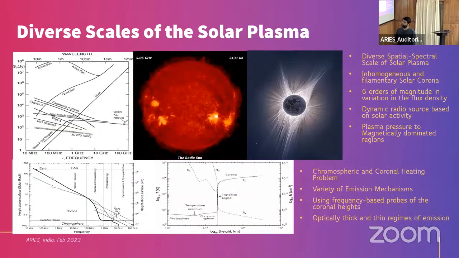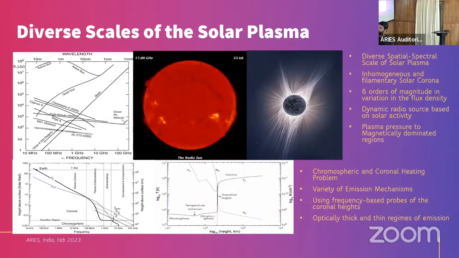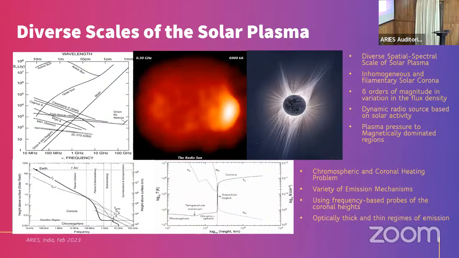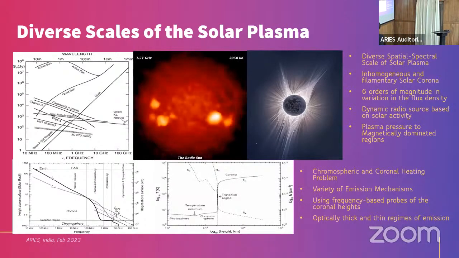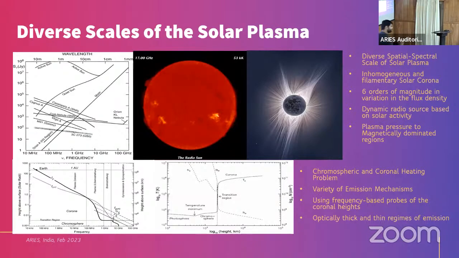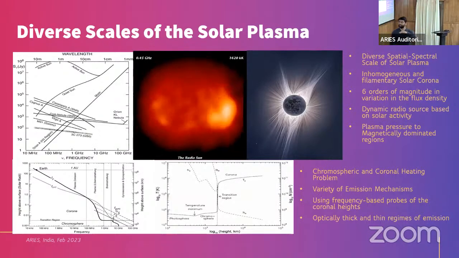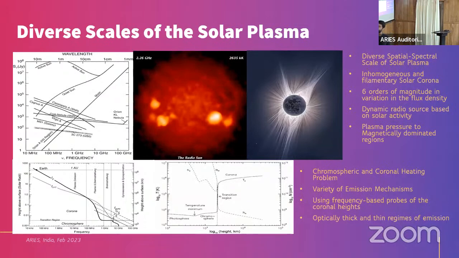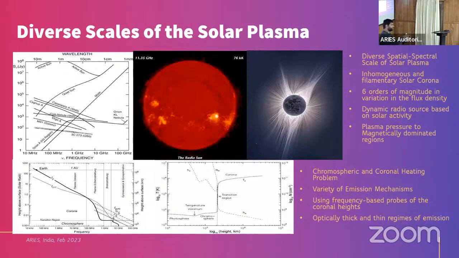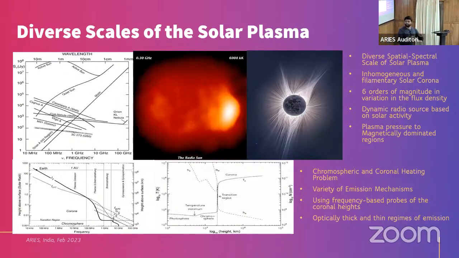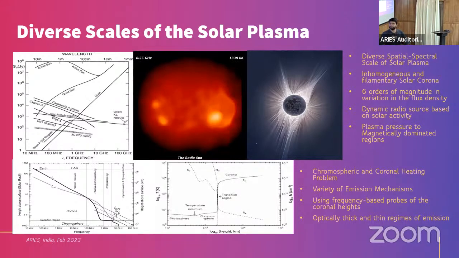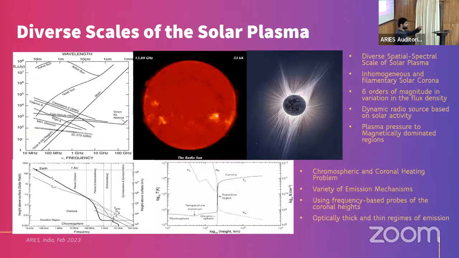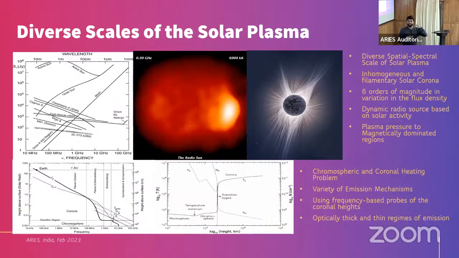If you look at this graph, this is basically the flux density versus the frequency. You can see the quiet sun flux and the active region flux. Active sun flux is quite high compared to quiet sun flux. The quiet sun flux itself covers a very large range of flux density values across the frequency range. There is maybe around six orders of magnitude difference between quiet sun and active sun.